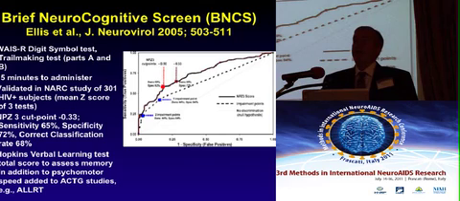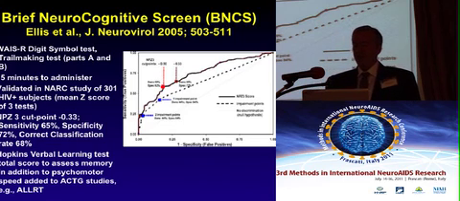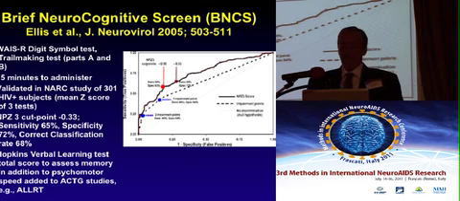Now, in addition to screening tests that can be done in the span of 5 minutes or less, brief neuropsychological test batteries have also been developed. These take a little bit longer and may require some special instrumentation or papers to do the tests.